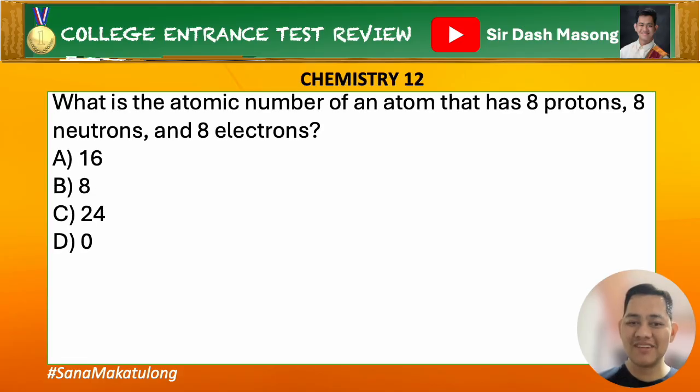Chemistry 12. What is the atomic number of an atom that has 8 protons, 8 neutrons, and 8 electrons? A. 16, B. 8, C. 24, or D. 0?